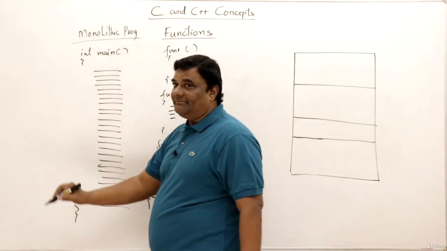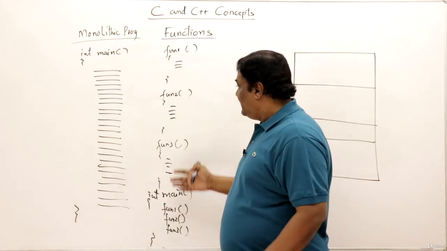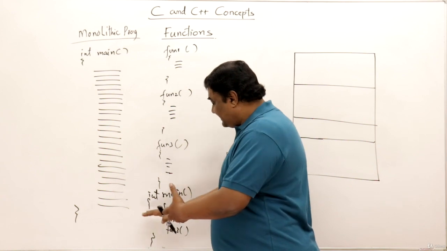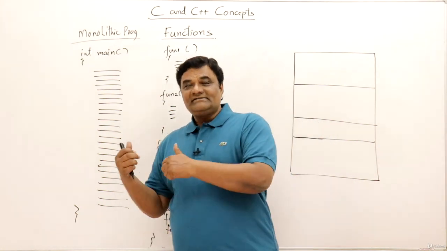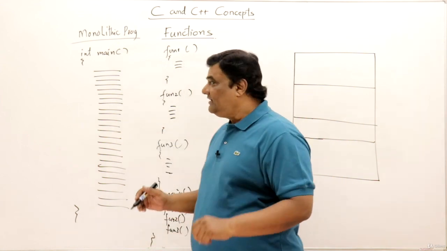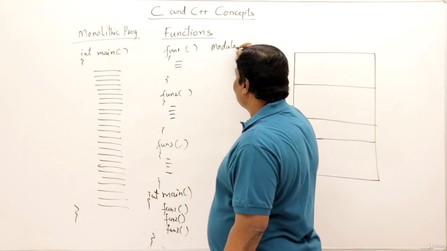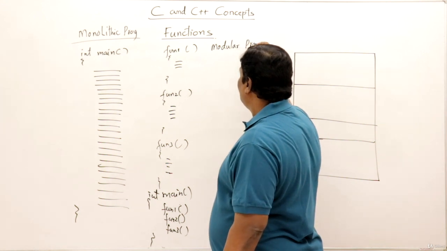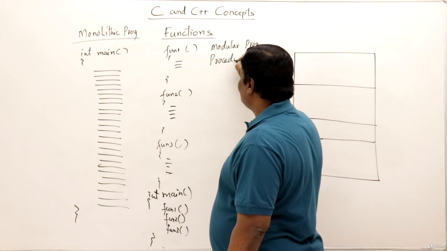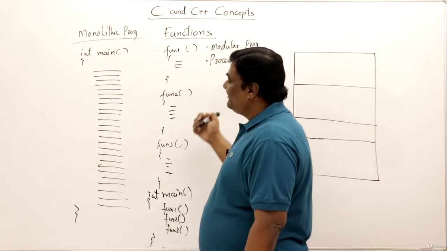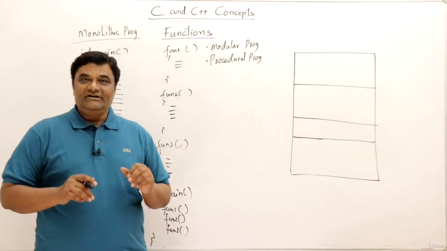Now, breaking a program into smaller pieces of functions and using those functions inside the main function, that is, integrating them all together, this is another style of programming. This is called modular programming or procedural programming. So this style of programming is called modular or procedural programming. So this is easy for developing.